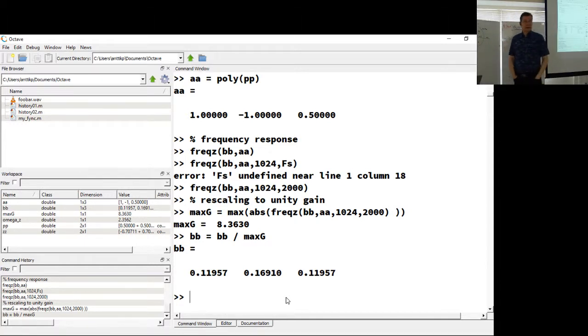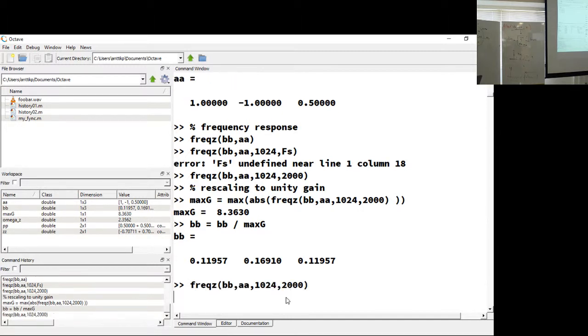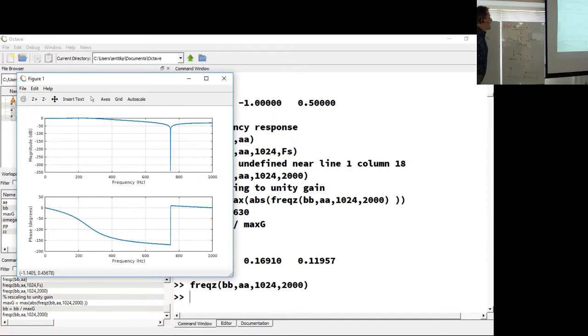So that's overall gain for the system. To make it a unity gain. And there we go. Wow, ugly. Maybe I should zoom it a little bit. Where's the zoom? There we go.